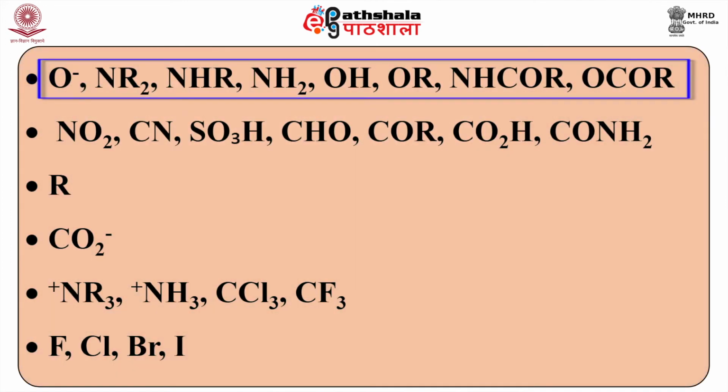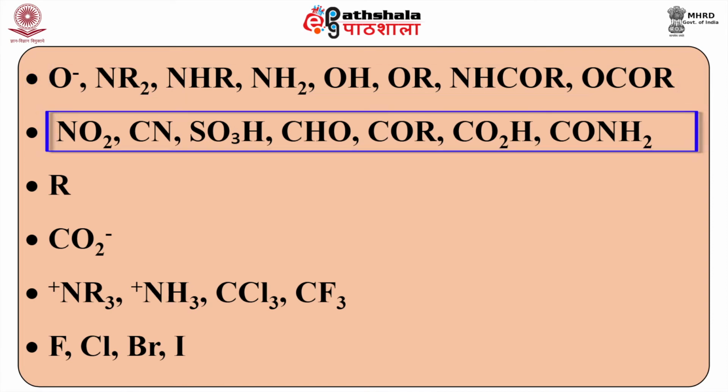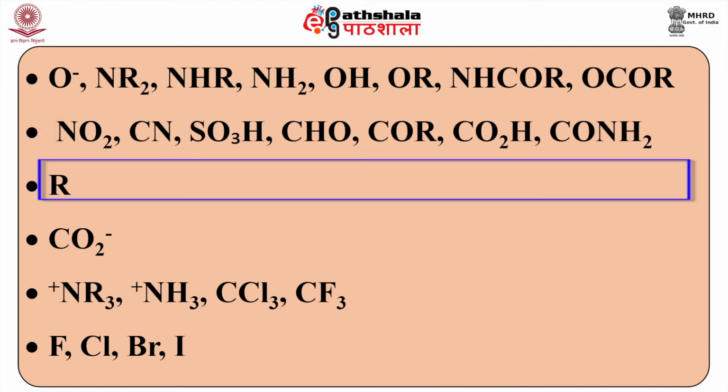First is the O minus, primary, secondary and tertiary amines, hydroxyl, ether, NHCOR and the ester OCOR. That is the first category. Second category is the NO2, that is the nitro, the cyano, sulfonic acid, CHO, COR, the carboxylic acid and the amides. Third category is the alkyl groups.